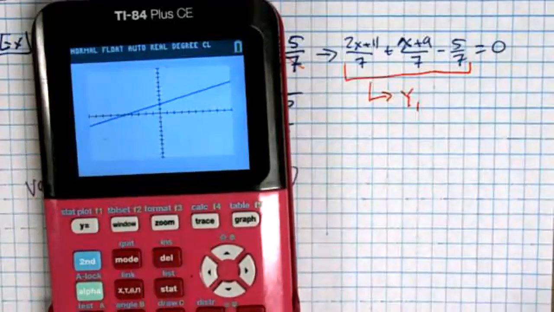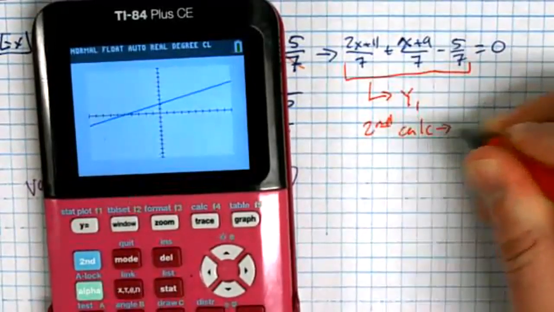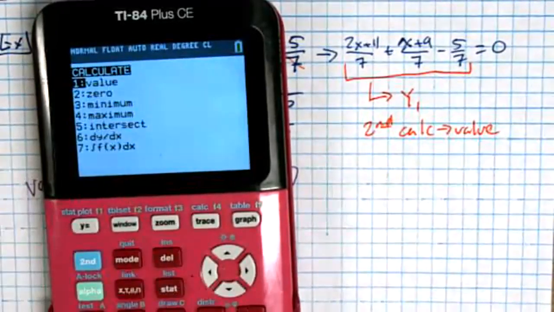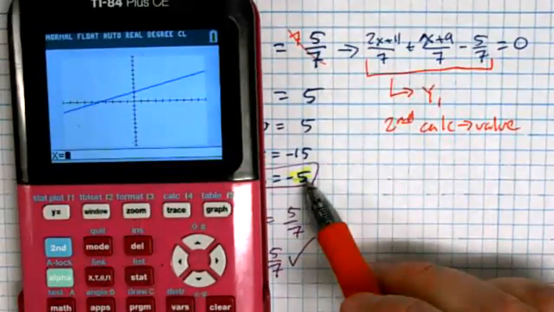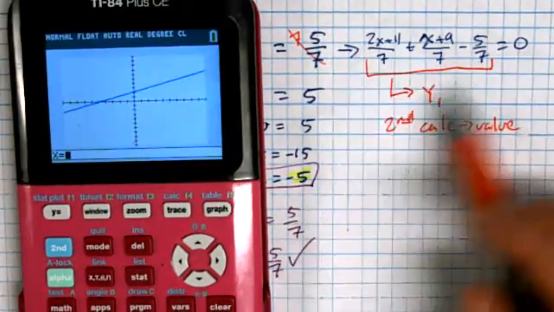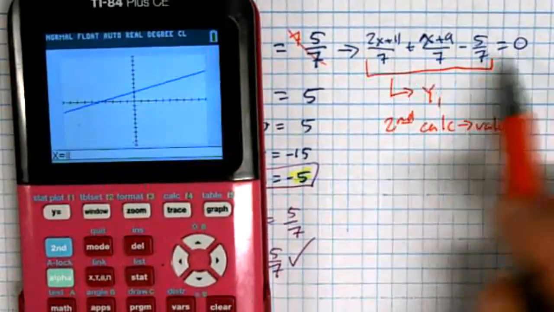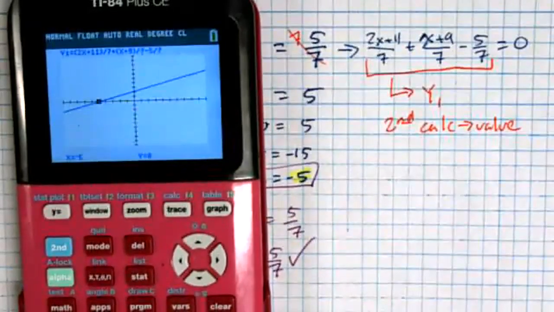Okay, from here we're going to use second calc value. So I'm going to do second trace. That's my calculate menu. I'm going to go value. What value do you suppose we're going to plug in for x? -5. That was our solution, right? So I'll put -5 in for x. And what am I hoping that y ends up being when I put -5 in for x here? We hope that y comes out to equal 0. So we're checking to see if this whole thing ends up equaling 0. So I put -5 in there, and boom, it spits out 0. That makes me feel good.